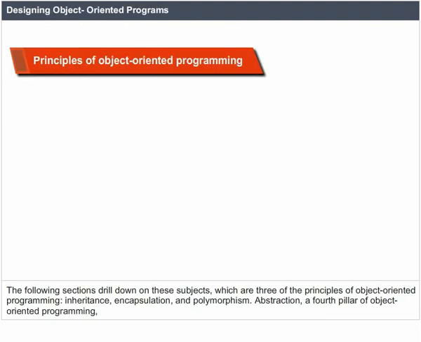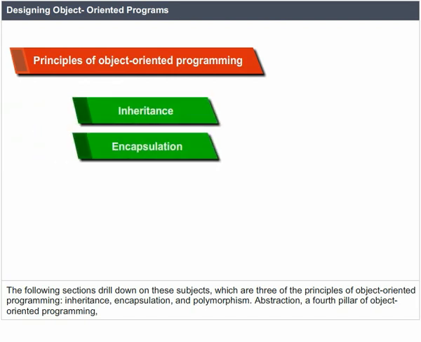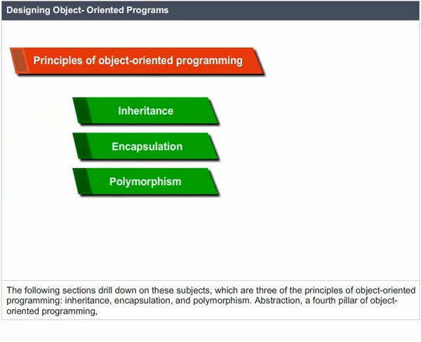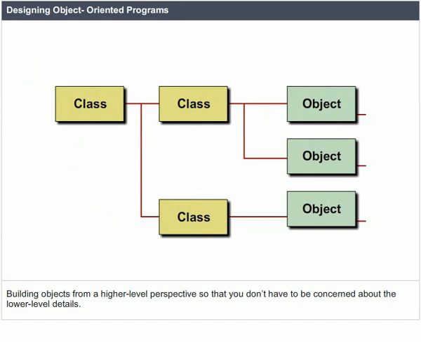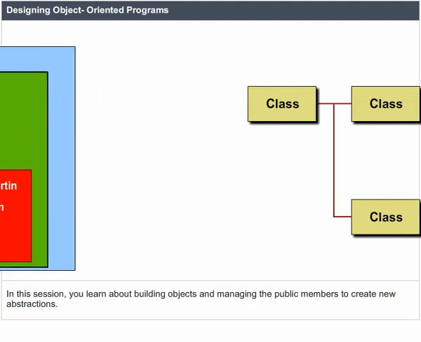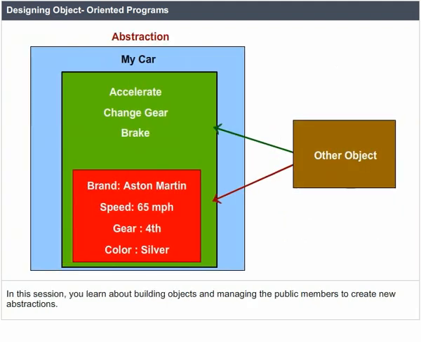The following sections drill down on these subjects, which are three of the principles of object-oriented programming: inheritance, encapsulation, and polymorphism. Abstraction, a fourth pillar of object-oriented programming, is building objects from a high-level perspective so that you don't have to be concerned about the lower-level details. In this session, you learn about building objects and managing the public members to create new abstractions.